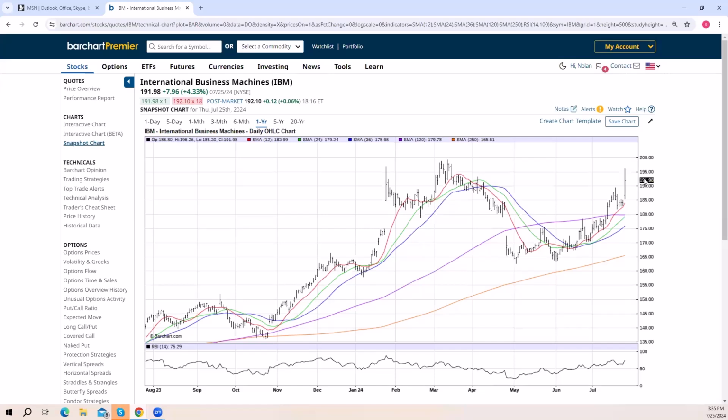So that's a couple of strategies: the writing of the puts and taking the premium to buy the call. That's a more aggressive strategy because you've got stock risk.